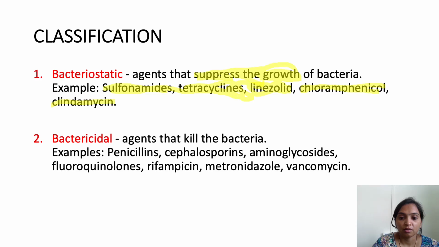Bactericidal, those which will kill the bacteria, are mainly cell wall synthesis inhibitors and those which act on DNA. Penicillin, the beta-lactam group of antibiotics, as we saw earlier. Aminoglycosides, fluoroquinolones, DNA-dependent RNA gyrase inhibitors, and rifampicin. All anti-TB drugs are bactericidal. Metronidazole, vancomycin, all these are bactericidal group of drugs.